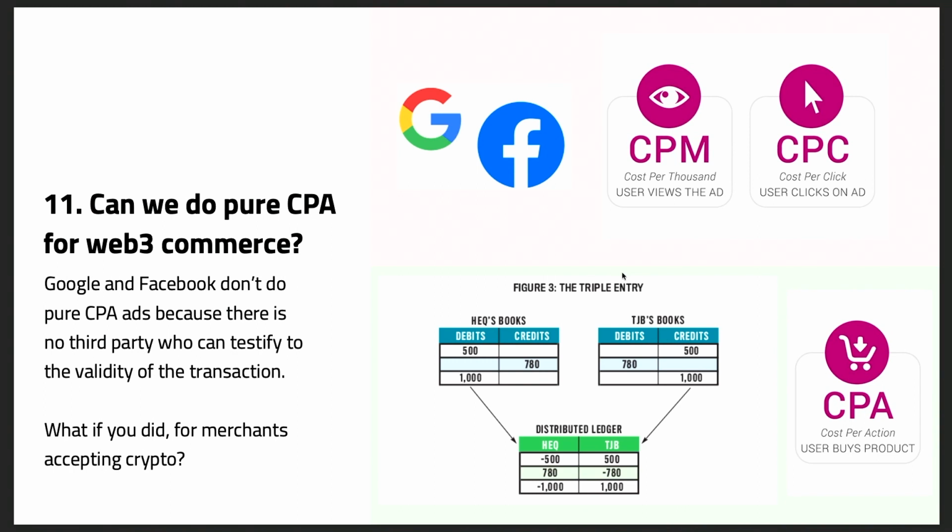If that's the case, we might be able to do pure CPA advertising where the vendor is only paying for clicks that actually result in conversions, which is really the ideal. So this could disrupt online advertising if you can get it to work. And that's also a reason that merchants would accept crypto.